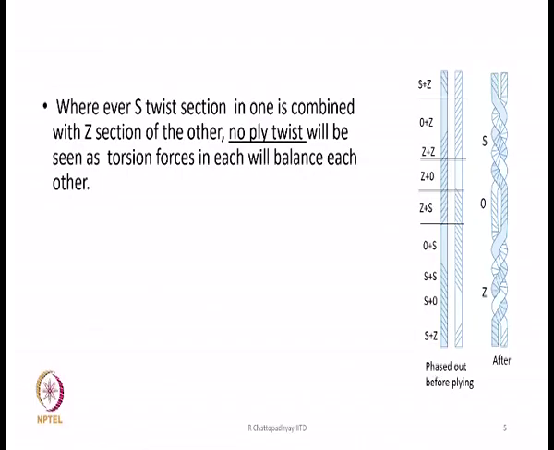So, wherever S twist section in one is combined with the Z twist section of the other, no ply twist will be seen there, as torsion forces in each will balance each other. So, here is the portion where this part is having S twist, but the neighboring part is having Z twist, and because they are next to each other, this torque is going to balance each other and therefore, they will not be able to roll on each other, and hence the ply twist is 0 here.